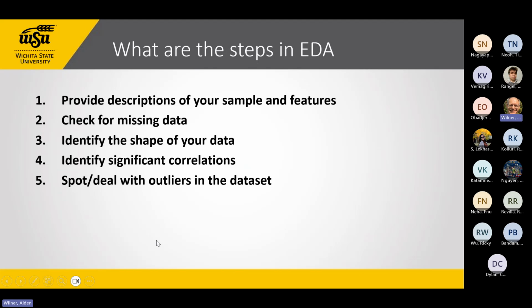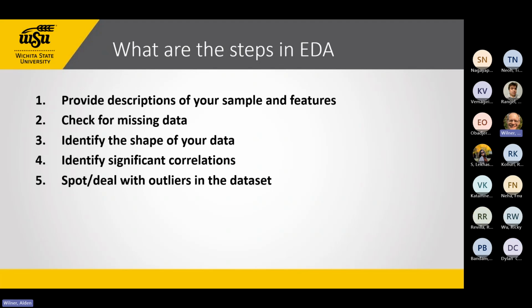So what are the steps? 5 steps. 1, provide descriptions of your sample and your features. 2, check for missing data. 3, look at the shape of your data. 4, identify significant correlations. And 5, spot and deal with outliers in the data set.